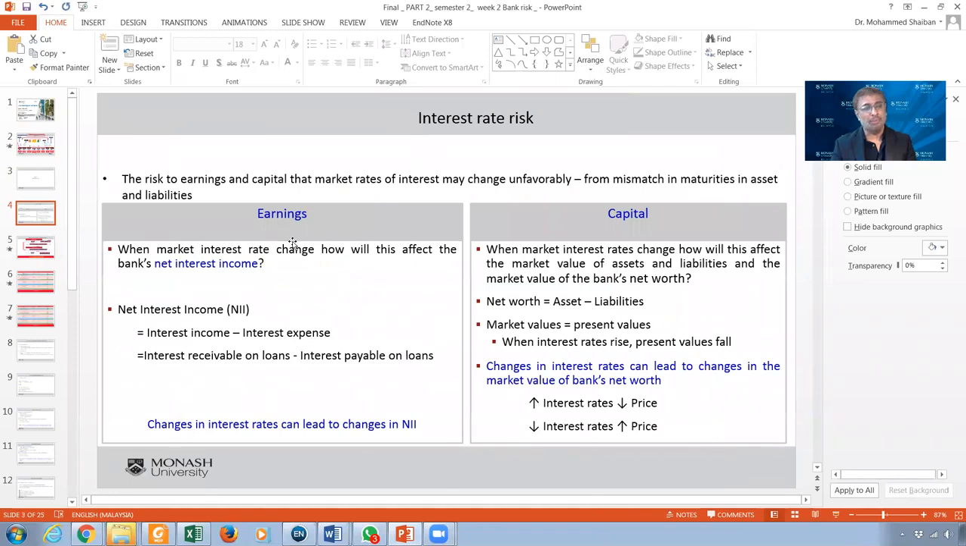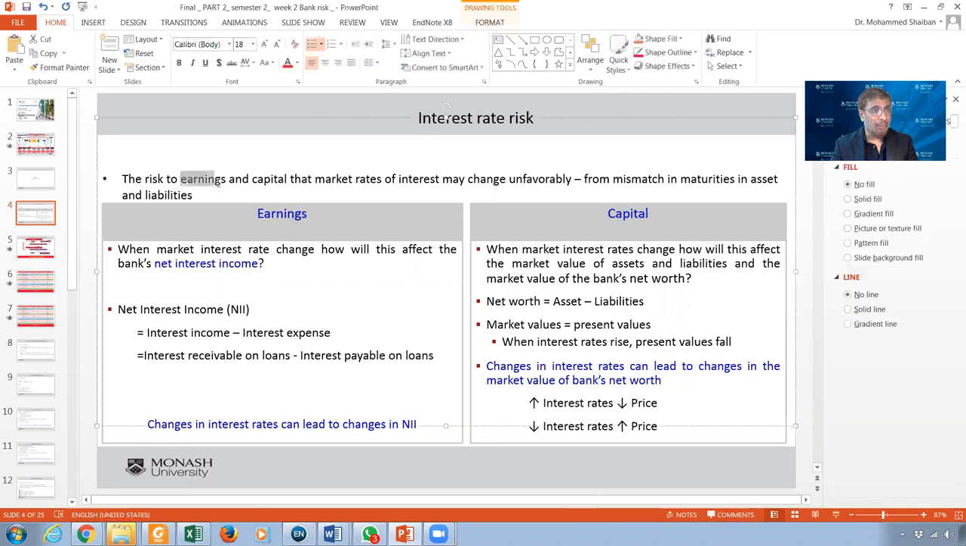Let me start with the definition. We already defined it in part 1, and now we will define it a little bit here. Interest rate risk is the risk to earnings and capital. I want you to understand what we mean by earnings and capital. This is a risk to the income statement and to the balance sheet, which means one to the capital and one to the net interest income.